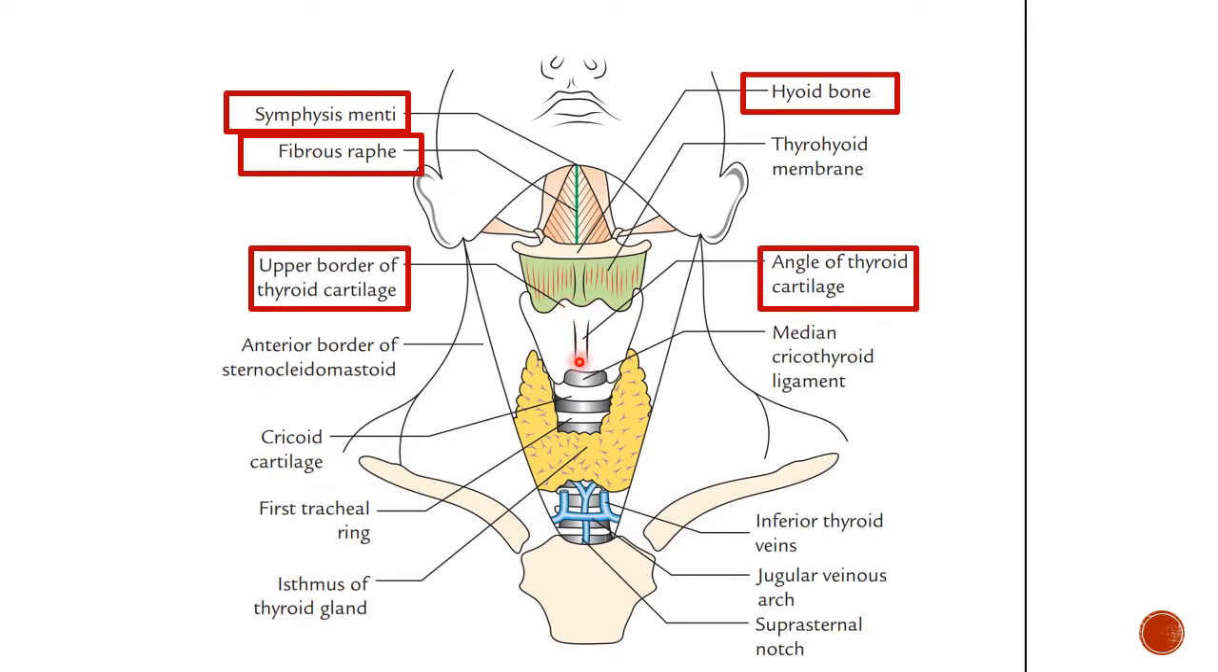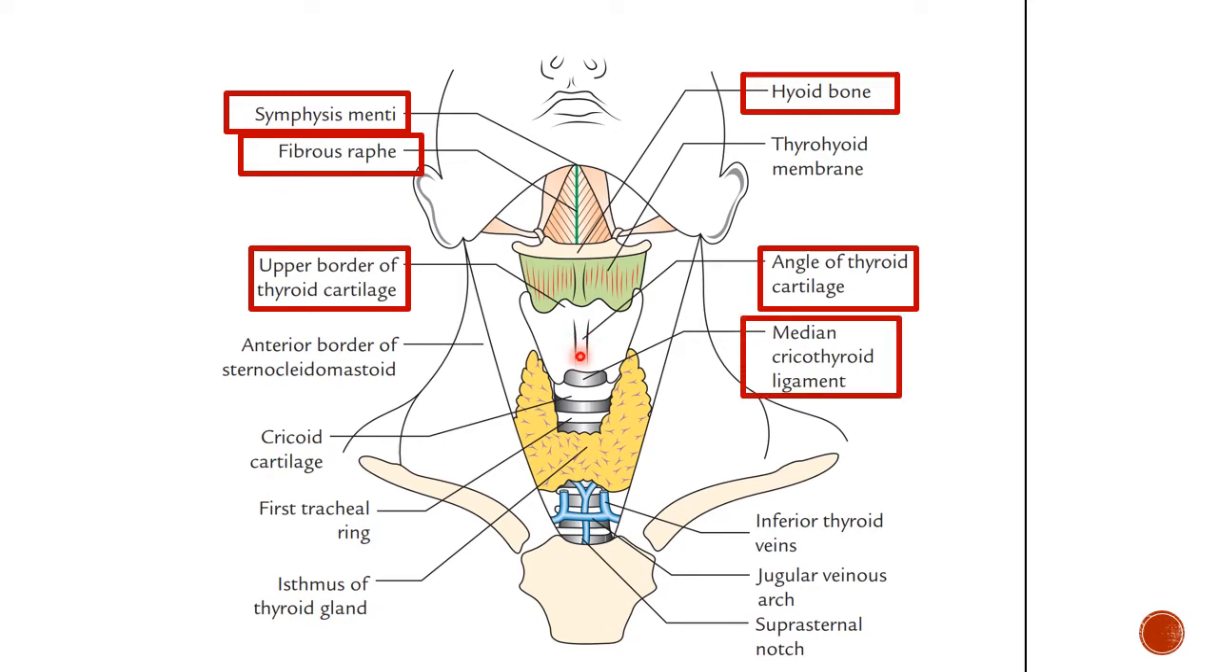Then below that we can identify the right and left laminae of the thyroid cartilage. They join with each other at the midline and form the laryngeal prominence, or Adam's apple, or angle of the thyroid cartilage. There are three names for that, and you can remember any: angle of the thyroid cartilage, Adam's apple, or laryngeal prominence.